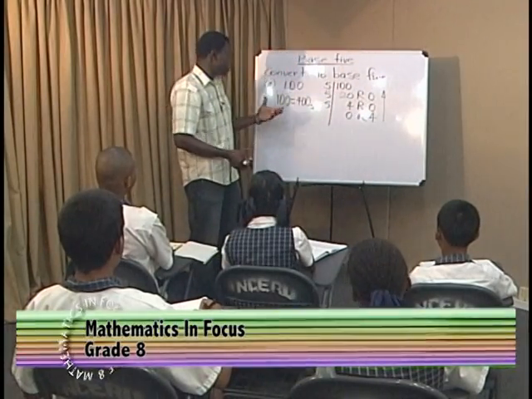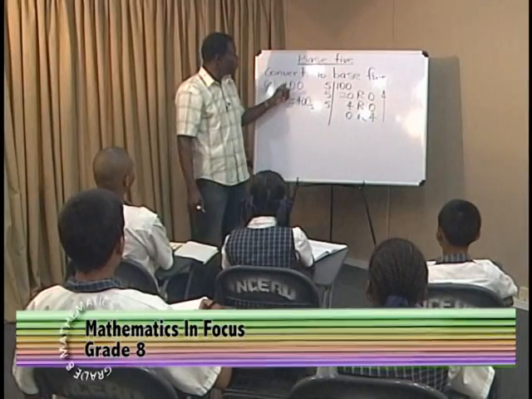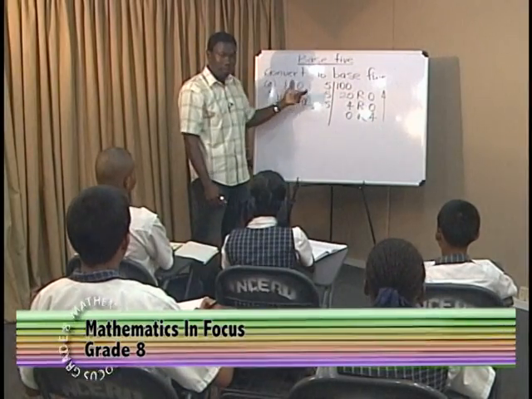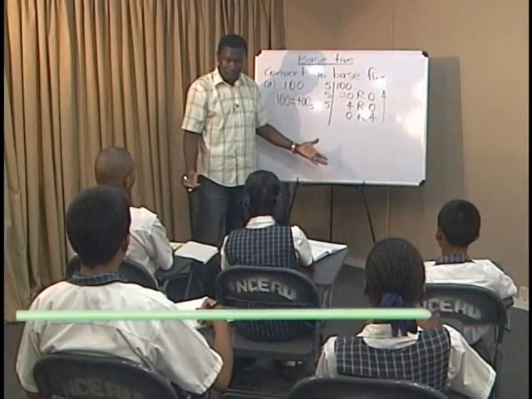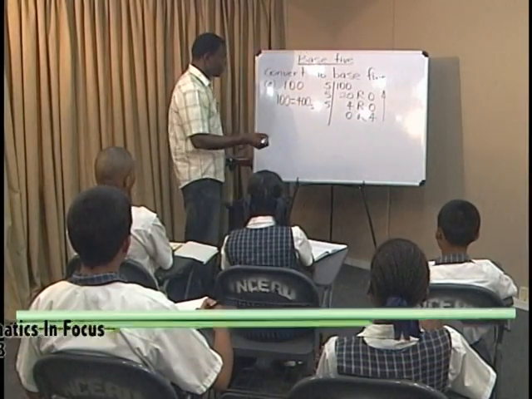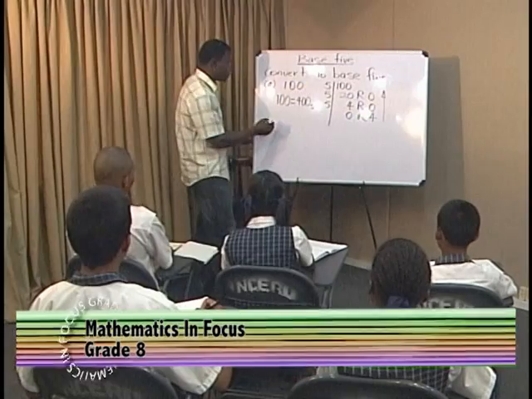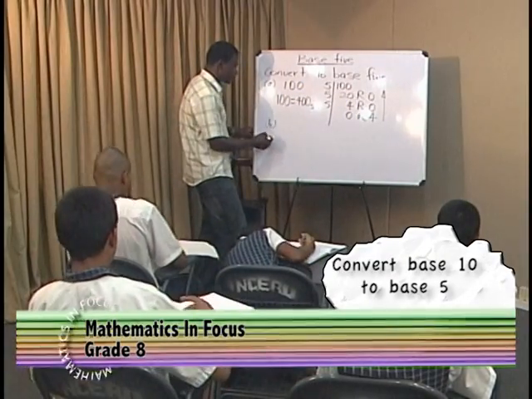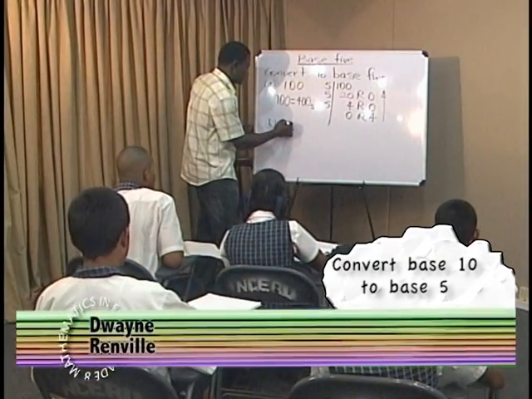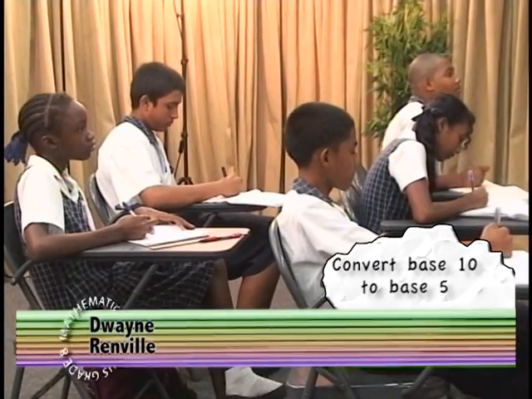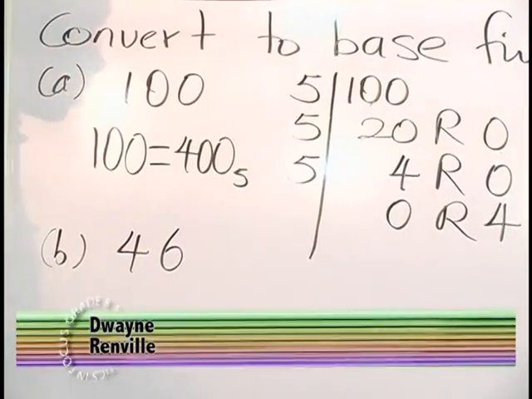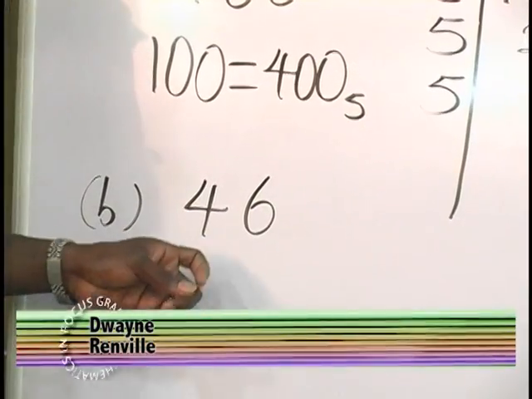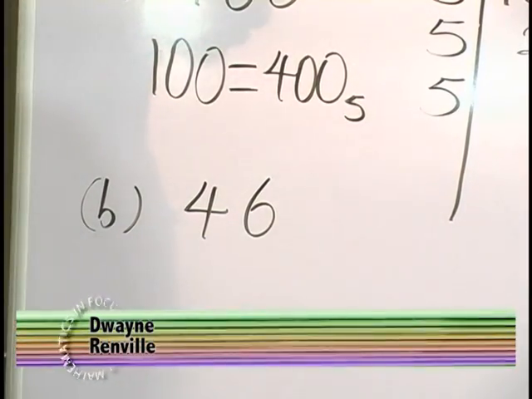That's how we convert to base 5. And in fact, that's how we convert to any base. Whatever the base is that you want to convert a base 10 number to, you just divide repeatedly with that number. All right? Okay. So then, you take a problem here. Convert the number 46 to base 5.